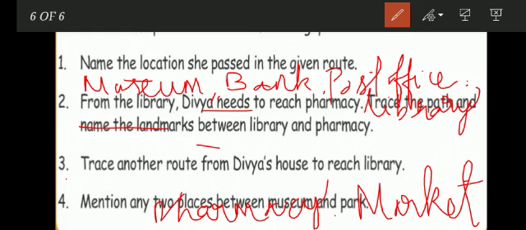So these are the answers. You copy it in your book and after that there is one exercise. So do that exercise. Thank you.